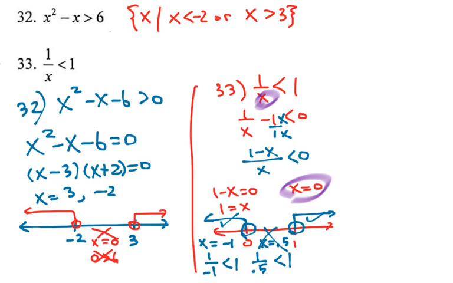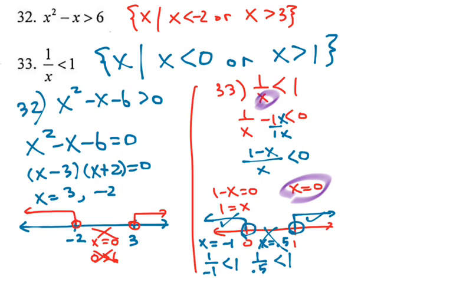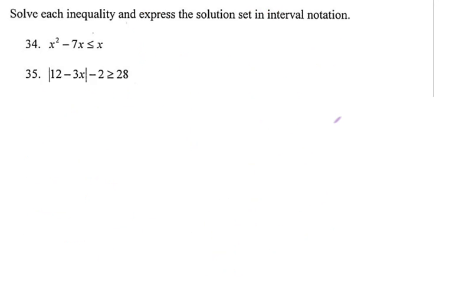So here we have our solution on a number line, but we have to express that in set notation. So the set of values of x such that x has to be less than 0 or x has to be greater than 1. And that becomes our solution for number 33. All right, let's try to look at number 34. Now in this case, we have to do it in interval notation.